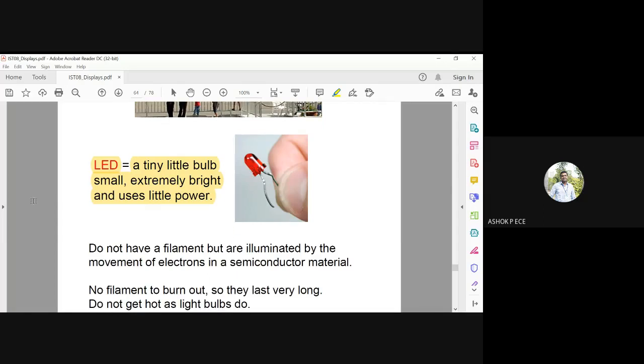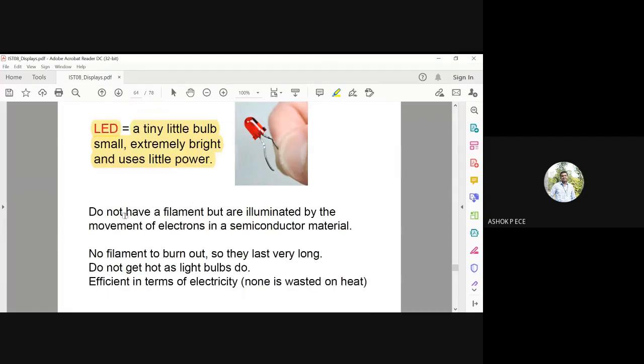Because of the reaction of electrons and holes, when the electrons and holes recombine, you have the production of photons. Photon is actually the personification of light. A photon is a particle which represents light. You do not have a filament here, but you are just illuminating it by the movement of electrons in the semiconductor material.